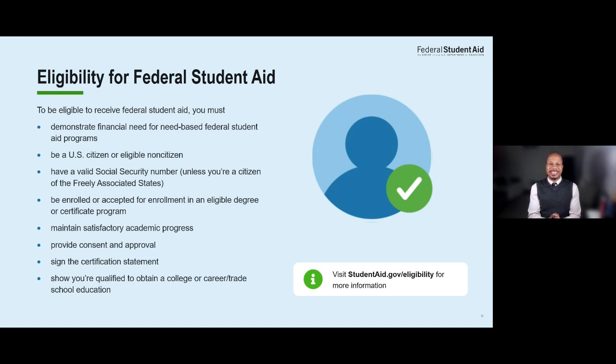You also need to be a U.S. citizen, have a valid Social Security number, and one of the most important parts of this entire list on your screen is maintaining satisfactory academic progress. Each school has a different process or policy around that, so make sure you reach out to your institution to find out their policy. If you fail to maintain it, you can have your financial aid placed in probation status or have it revoked. So make sure you understand the satisfactory academic progress policy at your school to help you determine whether or not you're in compliance.